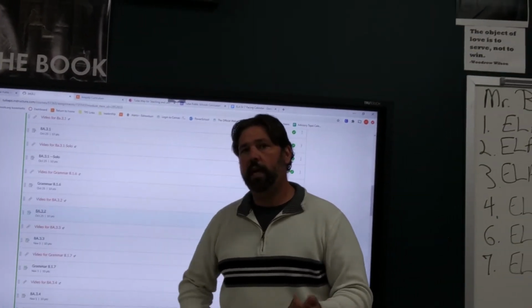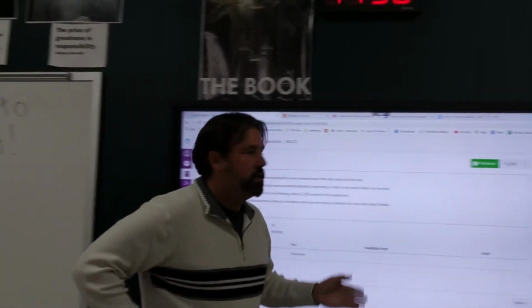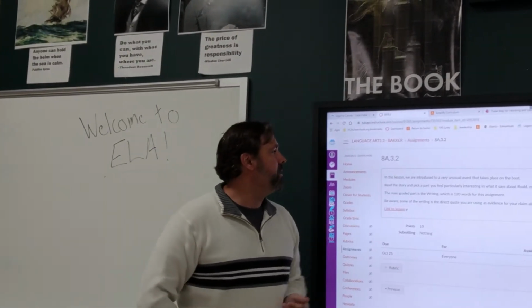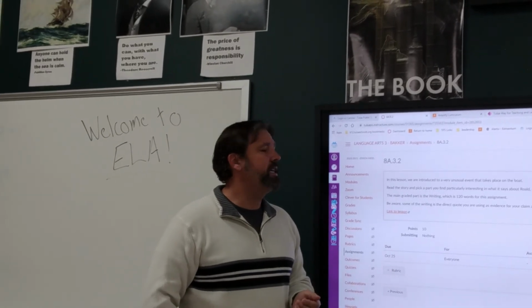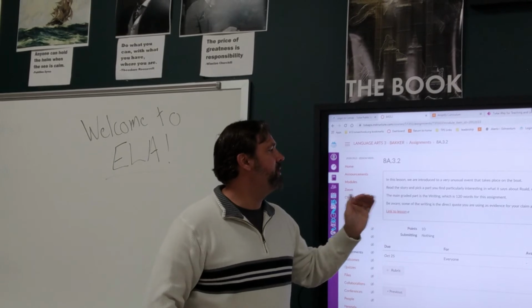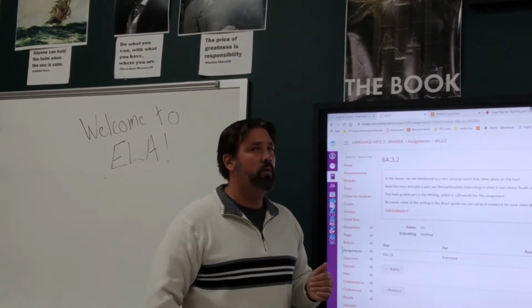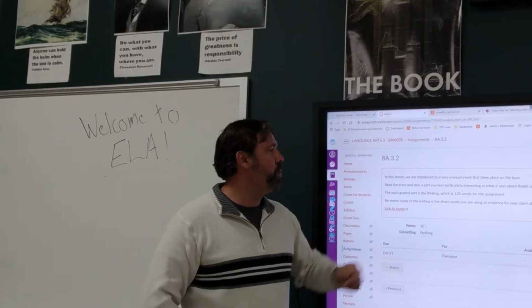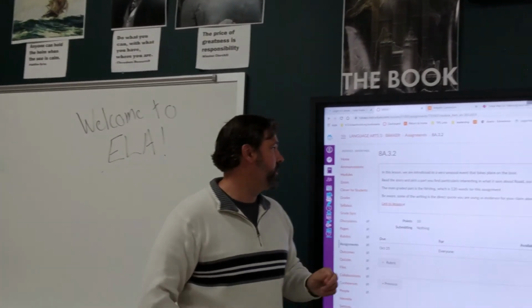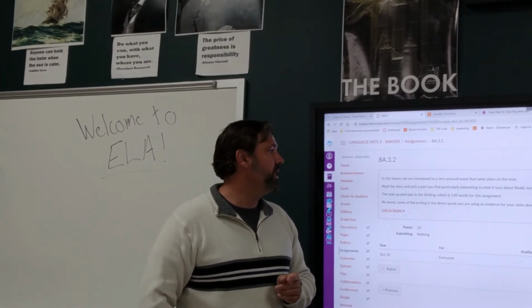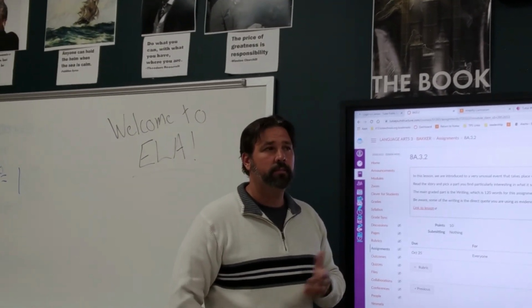The unit that we're doing in my 8th grade class right now, listed right here. I'm going to read the directions. In this lesson, we're introduced to a very unusual event that takes place on the boat. Read the story, pick a part you find particularly interesting in what it says about Roald, our narrator. The main graded part is the writing, which is 120 words for this assignment. Be aware, some of the writing is a direct quote you are using as evidence for your claim about Roald.